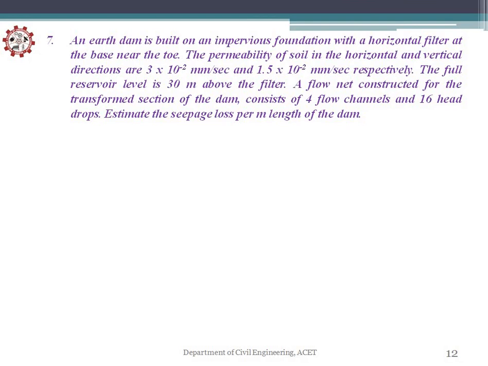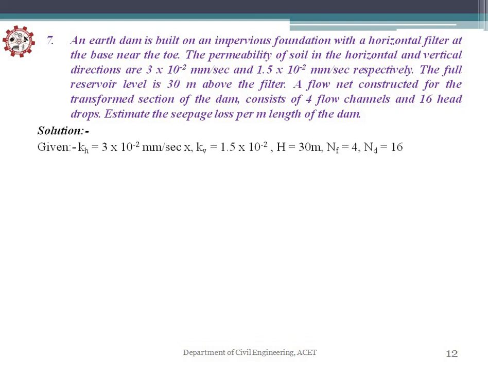Next is an earthen dam built on an impervious foundation with a horizontal filter at the base near the toe. The permeability of the soil in the horizontal and vertical directions are 3 into 10 raised to minus 2 mm per second and 1.5 into 10 raised to minus 2 mm per second respectively. The full reservoir level is 30 meter above the filter. A flow net constructed for the transformed section of the dam consists of 4 flow channels and 16 head drops. Estimate the seepage loss per meter length of the dam.